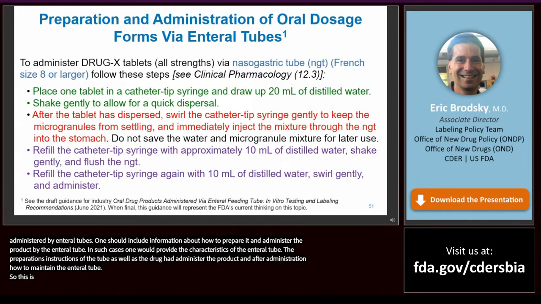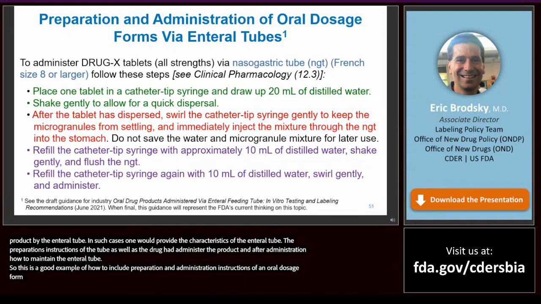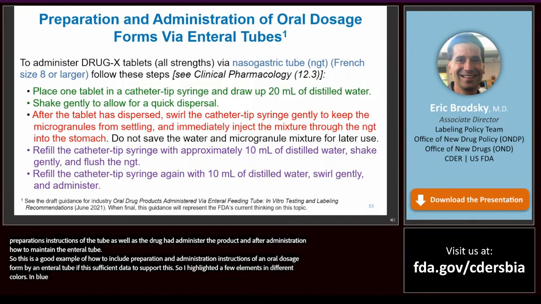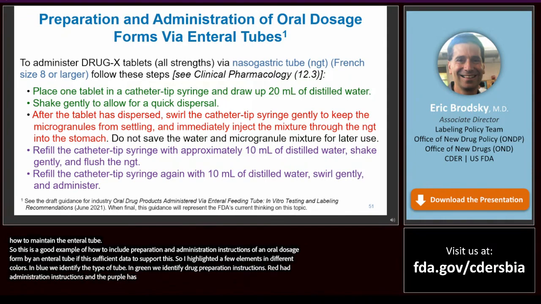So this is a good example of how to include preparation and administration instructions of an oral dosage form via an enteral tube if there's sufficient data to support this. So I highlighted a few elements in different colors. In blue, we identify the type of tube. It's a nasogastric tube, French size 8 or larger. In green, we identify drug preparation instructions. Red has administration instructions. And the purple has some administration instructions as well as instructions on maintaining the tube after administration.